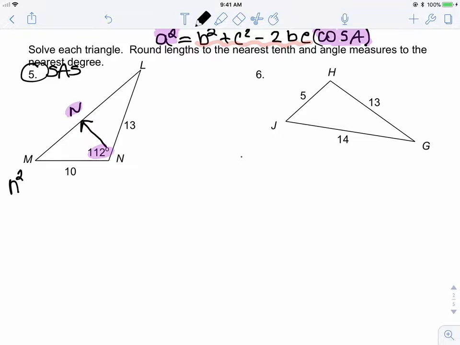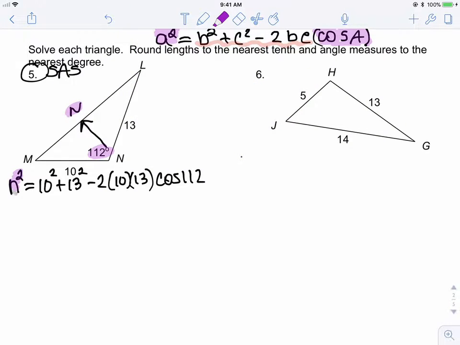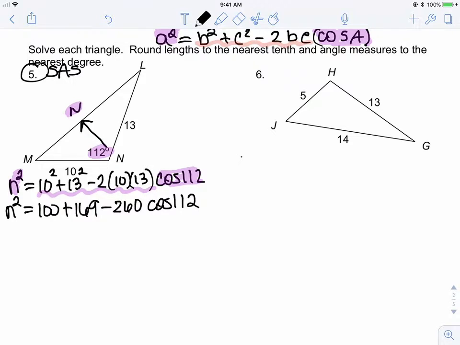So we're going to have N squared is equal to my other two sides: 10 squared plus 13 squared minus 2 times 10 times 13, and then we have the cosine of 112. So again, here are our bookends, and then the rest of our stuff in the middle. All right, so let's simplify this a little bit. We're going to have 100 plus 169 minus, that's 130 times 2, so that's 260, and then cosine of 112.